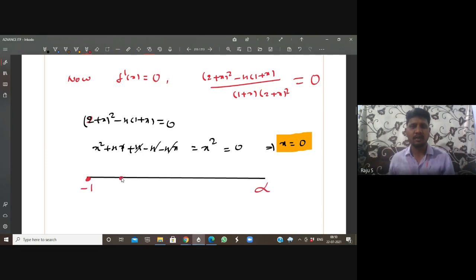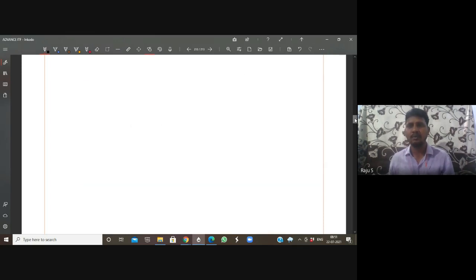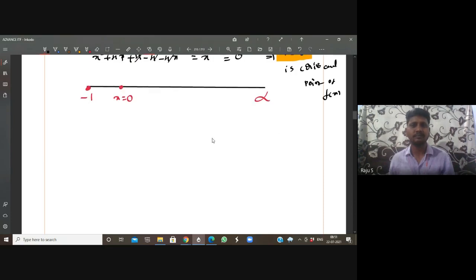The critical point we got is x is equal to 0. x is equal to 0 is the critical point of f of x. Okay, so how many subintervals do we get here? 2 intervals.